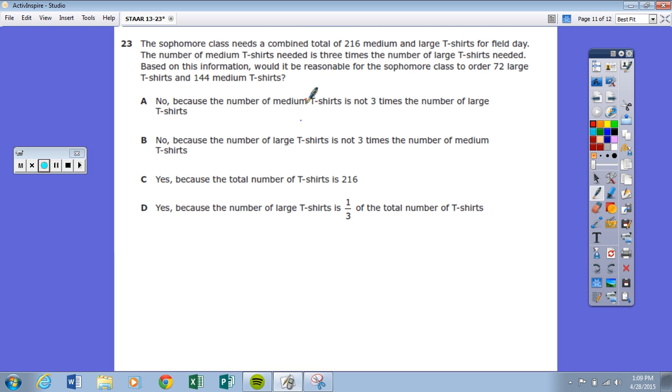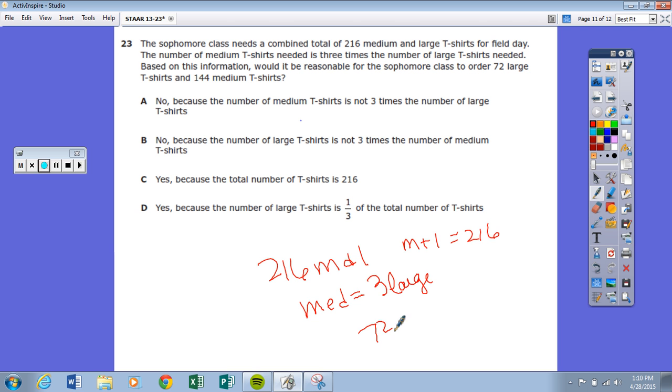And our last one today, the sophomore class needs 216 medium and large. So already I'm getting kind of an equation in my head of medium plus large equals 216. Okay, the number of mediums, okay, "is" in math is equals, so the medium equals 3 times the number of larges. Based on this information, is it reasonable for them to buy 72 large and 144 medium?